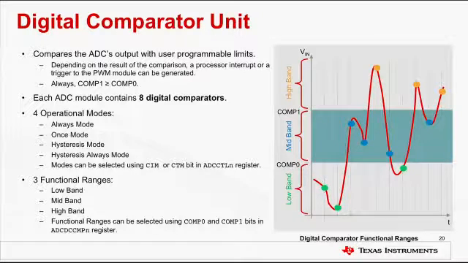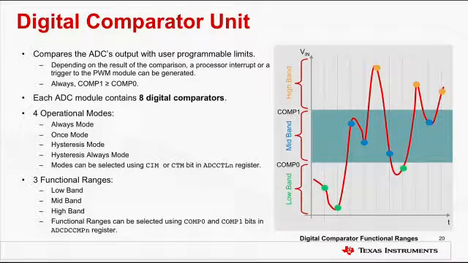The digital comparators can be operated in 4 different modes as listed on the screen. In always mode, an interrupt or trigger is always asserted when comparison criterion is met. In once mode, an interrupt or trigger is asserted when comparison criterion is met but previous one did not.